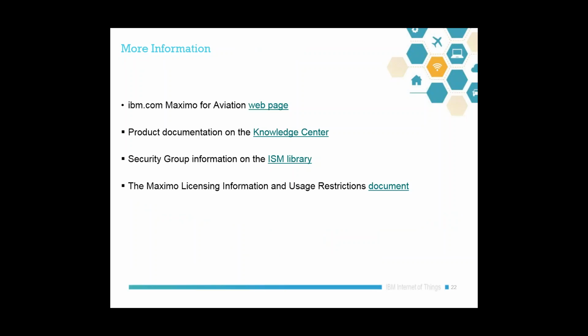When you get this documentation, there's also a page here that will have some links to our external webpage on IBM.com. There's extensive information in the IBM Knowledge Center on this release. I mentioned the security groups are currently on the ISM library, so there's a link for that information.